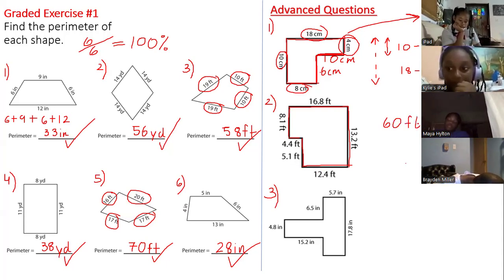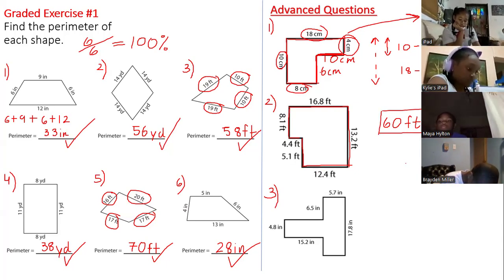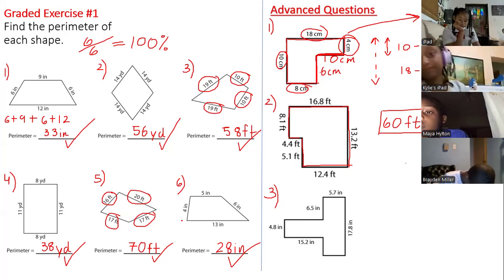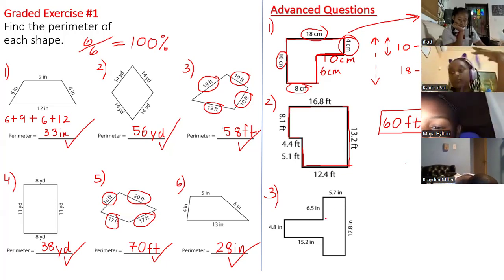I got 60. Yeah, 60 feet. If you didn't get 60 feet, please add them again. I made one mistake when I was carrying over a number. I forgot that I had that there and I didn't add it. See? There we go. Now, here's the thing.